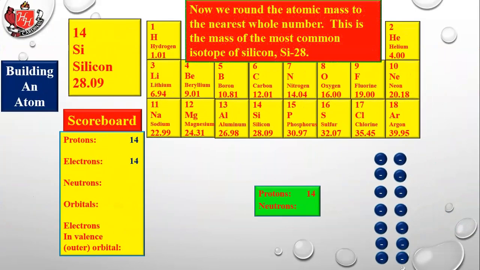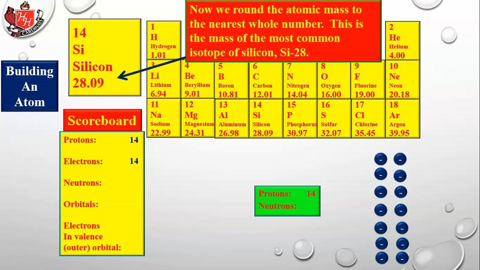Okay, now we round the atomic mass to the nearest whole number. This is the mass of the most common isotope of silicon. So we just said that, and that's silicon-28. So we're going to work with silicon-28. So we take that number and we're going to round it.